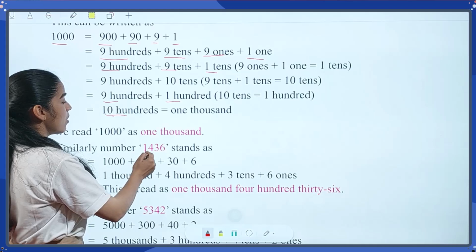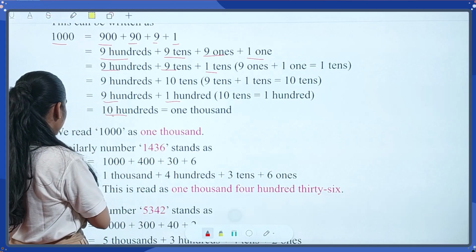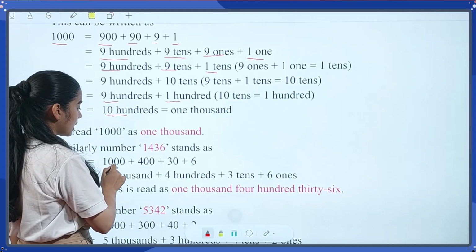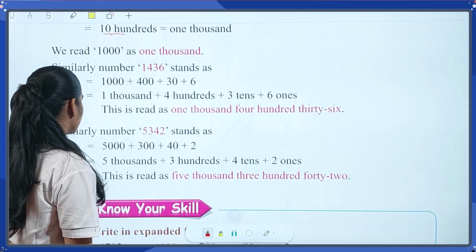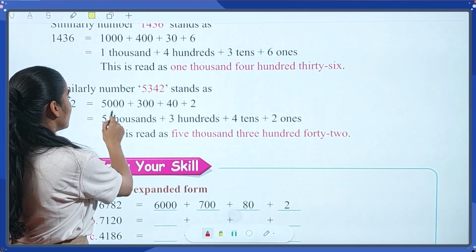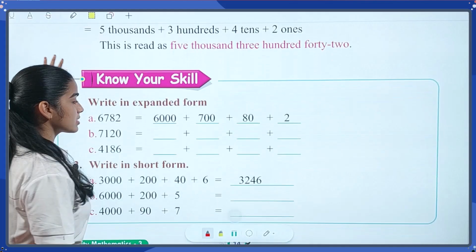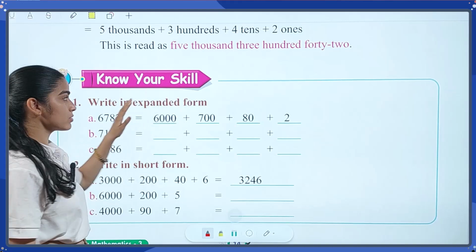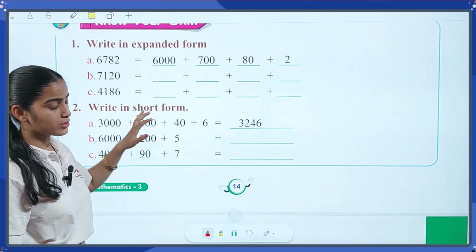Similarly, the number 1436 can be written as 1000 plus 400 plus 30 plus 6. In the same manner you can write it. Similarly, 5342 can be written as 5000 plus 300 plus 40 plus 2. Now this is the section where you have to examine yourself on how much you learned. So you have to solve these questions on your own, students.